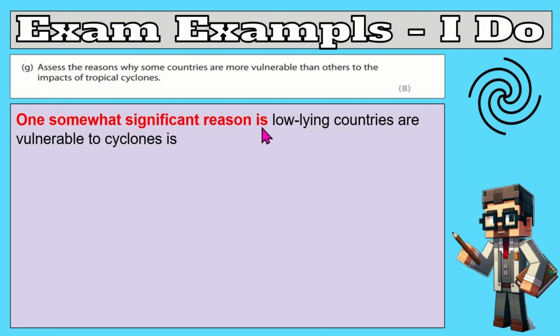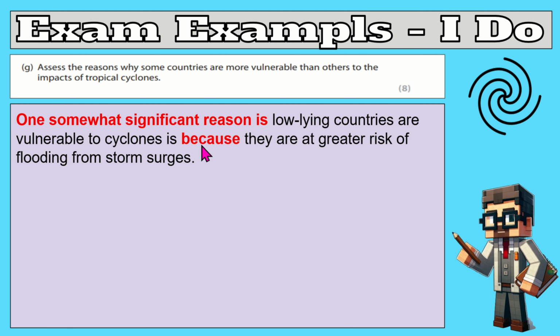One somewhat significant reason low-lying countries are vulnerable to cyclones is because they are at greater risk of flooding from storm surges. Again, guys, this video is not about content. This is literally just about exam techniques. So I hope you know what storm surges are. But they attack and they roll in and they destroy, almost like mini tsunamis, if you will, low-lying areas on coastal villages.